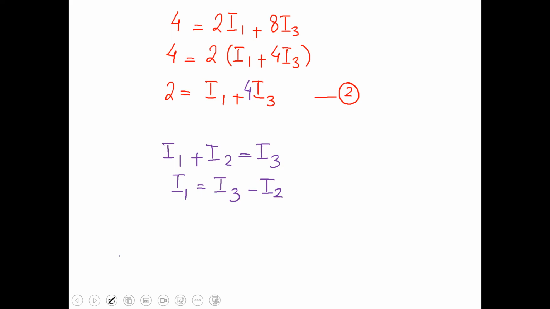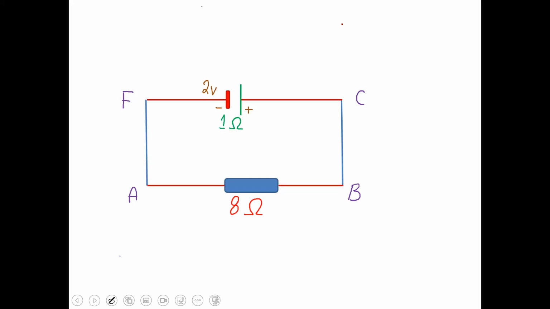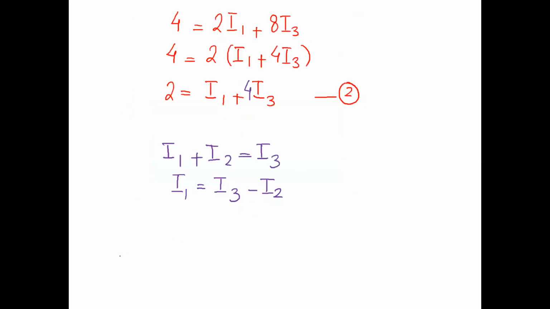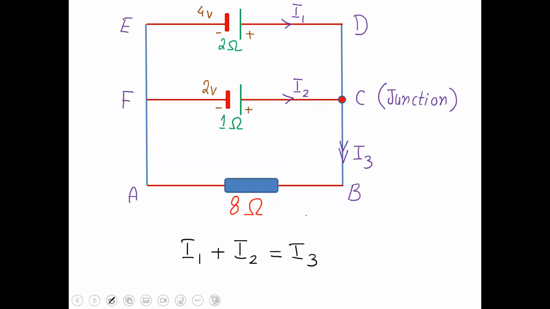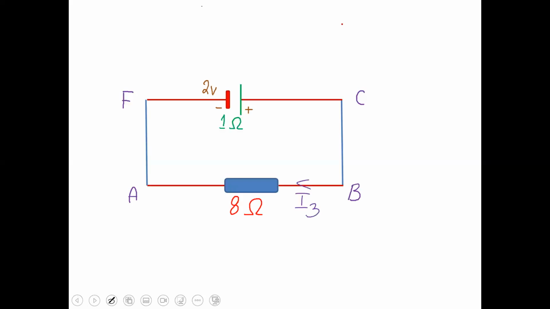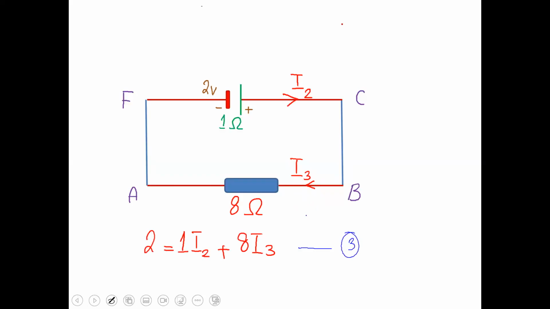Done. Now this is the second loop. So please now make this idea that the current in the 8 ohm resistor is I3. Okay, the current in the 8 ohm resistor is I3. And what was the current in 1 ohm? It was I2. Look at the equation, make good sense.